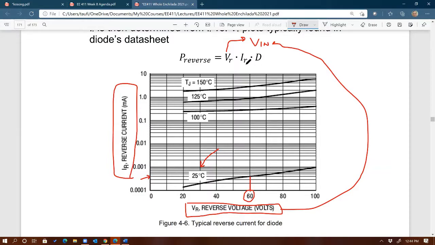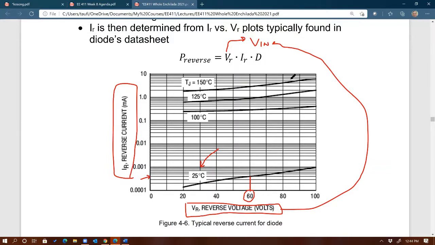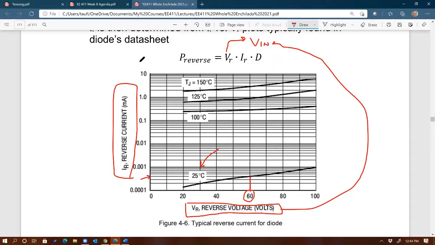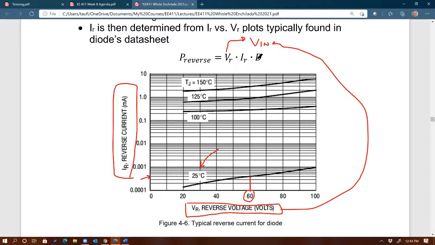It's tiny, but if you want to be very accurate in terms of finding losses, then you do this. For me, if it's the first pass of efficiency estimation, I don't usually include reverse loss because it's tiny. But for the second pass of the efficiency estimation, I start including all of the losses, including this one right here. Okay, and then the duty cycle, don't forget. It's not 1 minus D. It's duty cycle because typically the diode is off when the switch is on. So therefore it's D, not 1 minus D, because it happens when the switch is on.